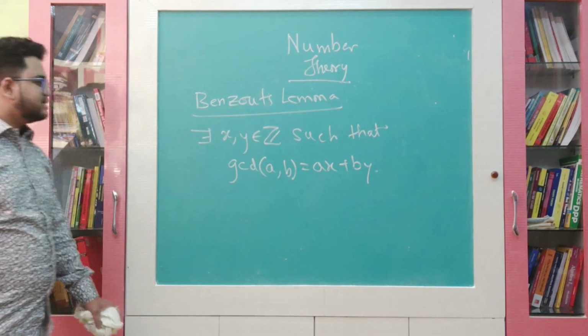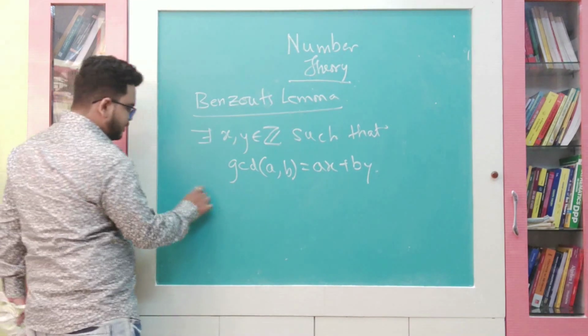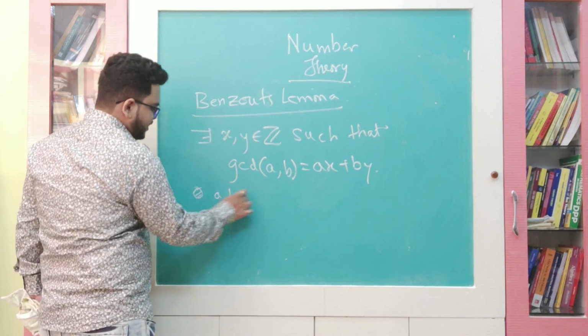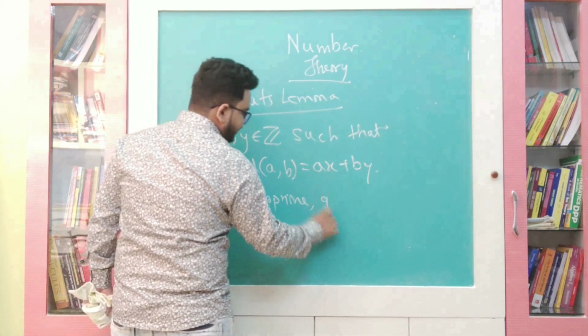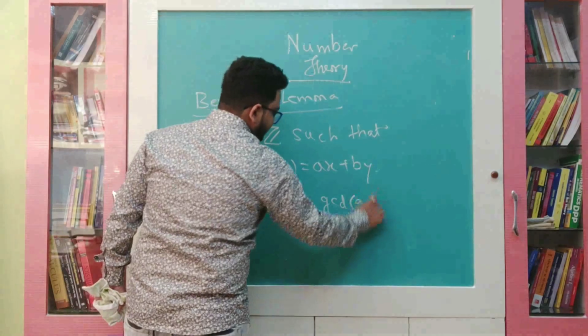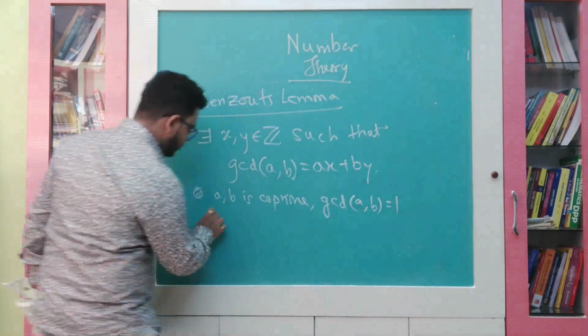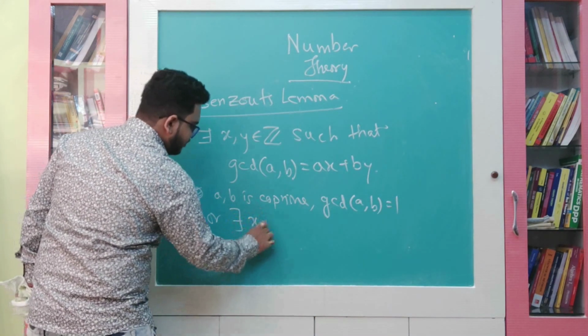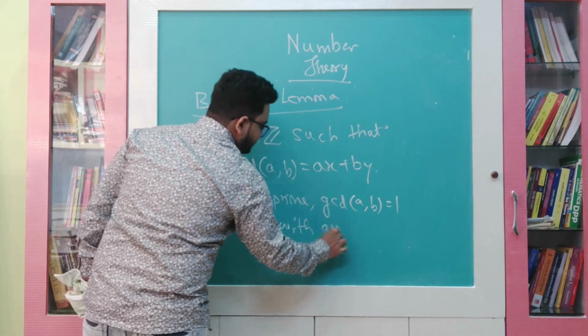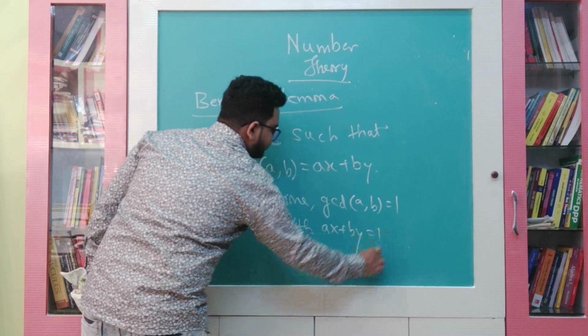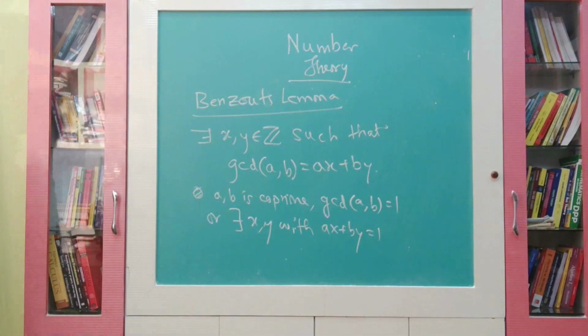Okay, that's fine. We say A, B are co-prime if GCD of A, B is 1, or if there exist x, y with AX plus BY equals 1. Then A, B will be co-prime.